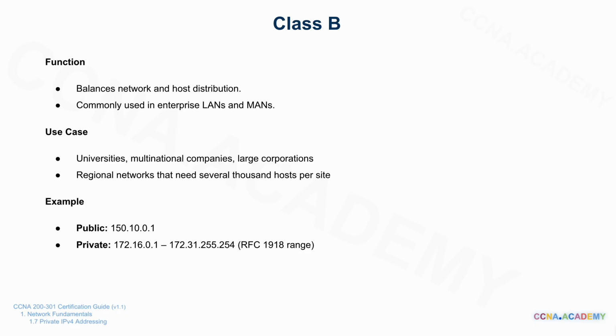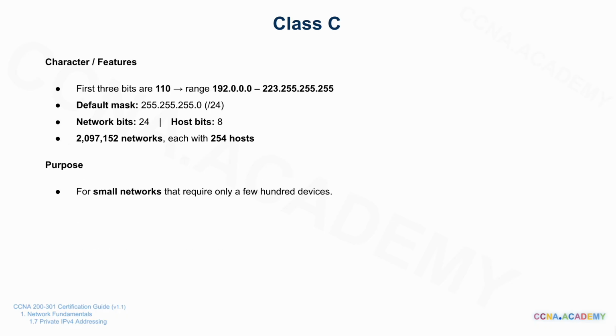A common private range here is 172.16.0.1 through 172.31.255.254. Class C addresses start with the bits 110, covering 192 to 223 in the first octet. The default mask is 255.255.255.0, or /24. Each network supports up to 254 hosts, ideal for small networks and offices.